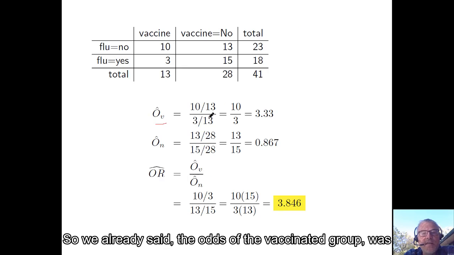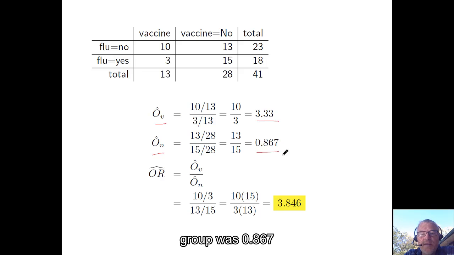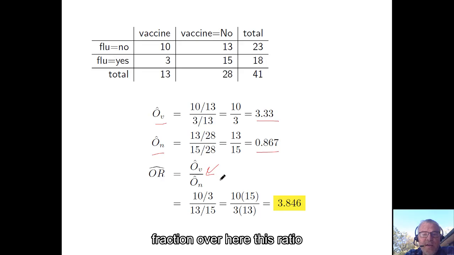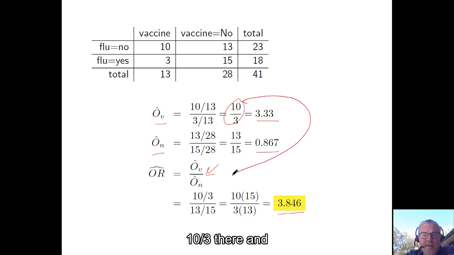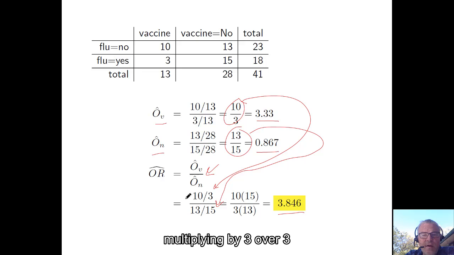Okay, so we already said the odds of the vaccinated group was 3.33. The odds for the non-vaccinated group was 0.867. So we would just put those numbers in this ratio, and we get a value of 3.846. It's also interesting to note that if we think about the odds originally being 10/3 there and 13/15 in the denominator, we've got fractions again, so we can think about multiplying by 3 over 3 here.